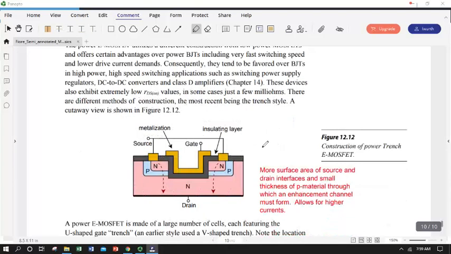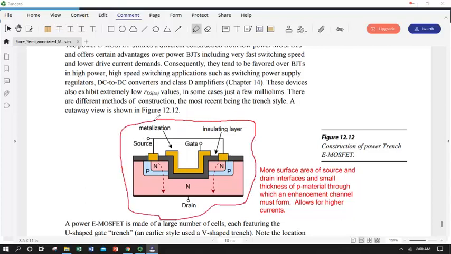Okay, last quick topic. We can construct various styles of an enhancement mode MOSFET, some for better signal, some for faster switching, more sensitivity. This particular one is designed to carry a lot of current. This is known as a power trench enhancement mode MOSFET. So same kind of idea.